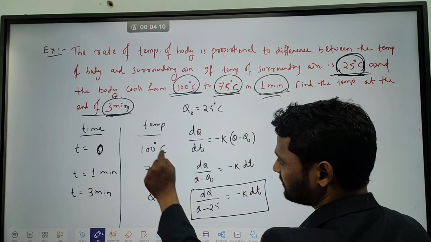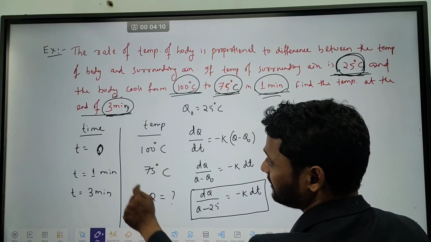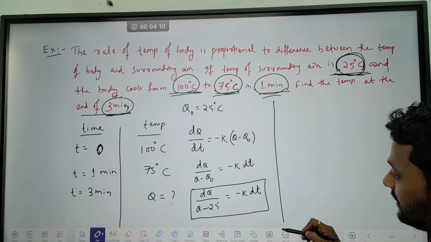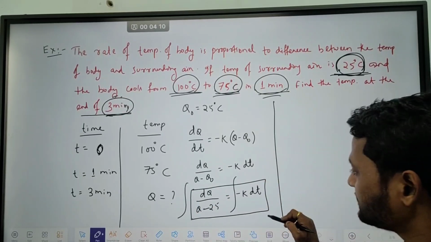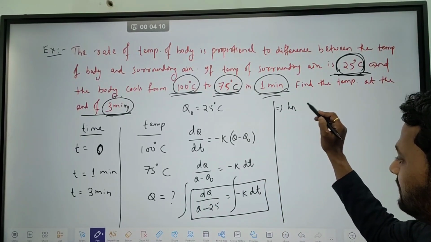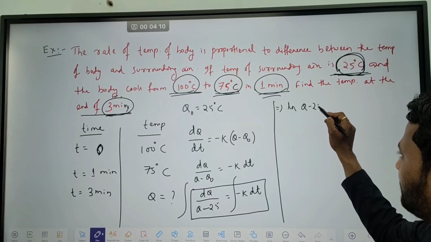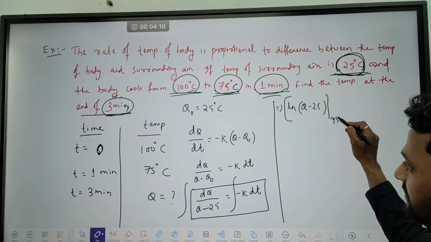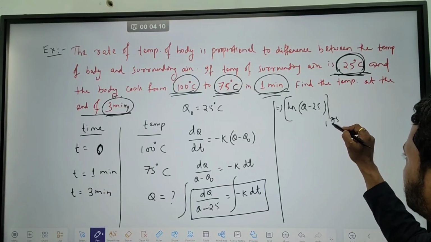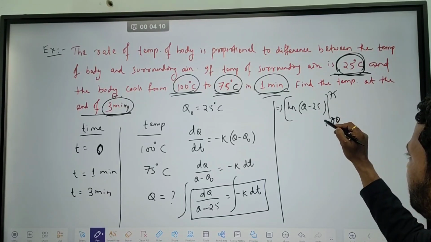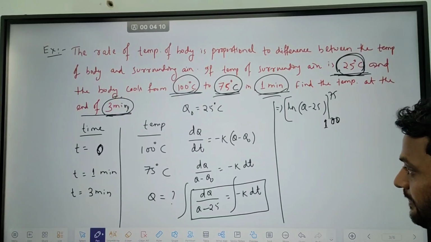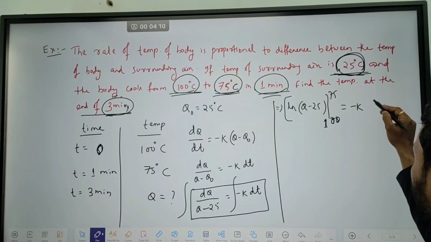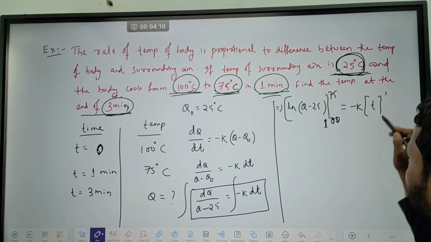Similarly, for second time integration, lower limit is 100 degrees Celsius, upper limit is theta, and for time, lower limit is 0, upper limit is 3. Clear? So if I integrate this function the first time, it will be ln theta minus 25. Understood? And what is the limit? Lower limit is 100, upper limit is 75. Is it clear? And it is minus k constant dt integration at t, what is the limit? 0 to 1.